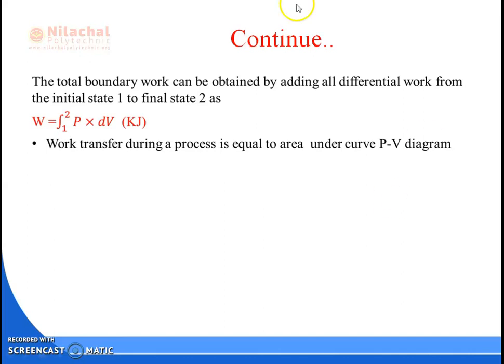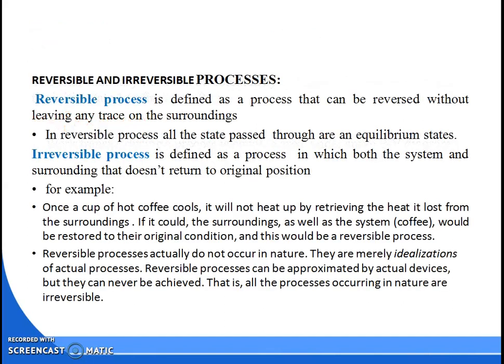This formula is only applicable to a closed system, where there is no mass interaction but there is energy interaction. So W is equal to integration of P dV, del W is equal to P dV, that is known as displacement work, or moving boundary work. Then another topic is reversible and irreversible processes.